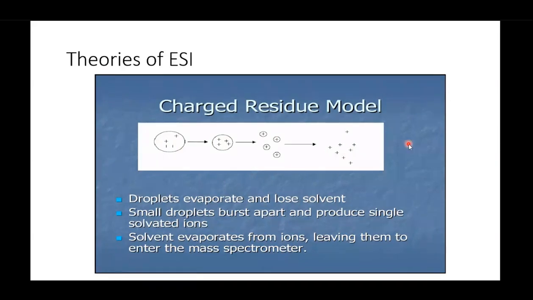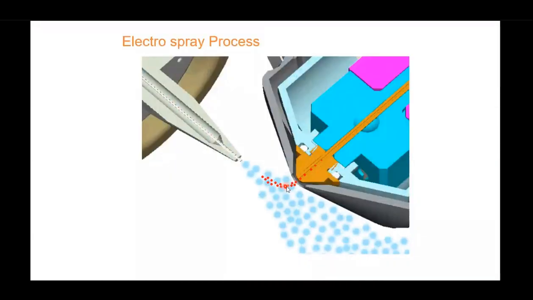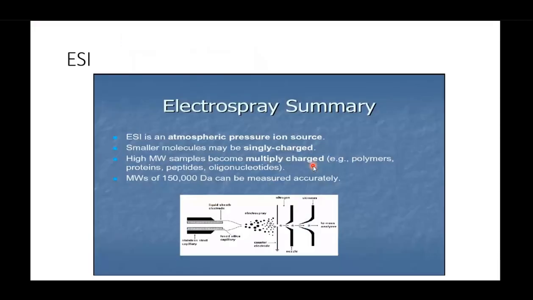This is how the spray happens. These are all solvent molecules, mobile phase molecules. Ions which are formed enter the mass analyzer. So electrospray is the atmospheric pressure ion source.